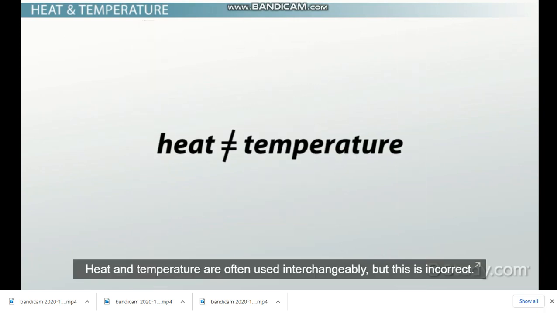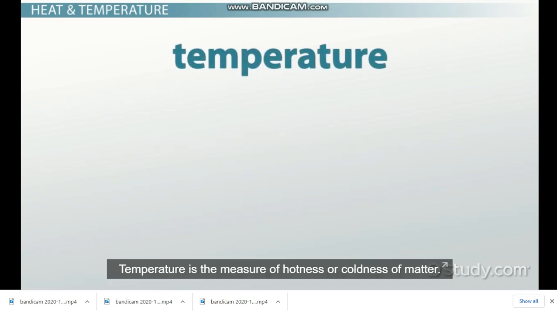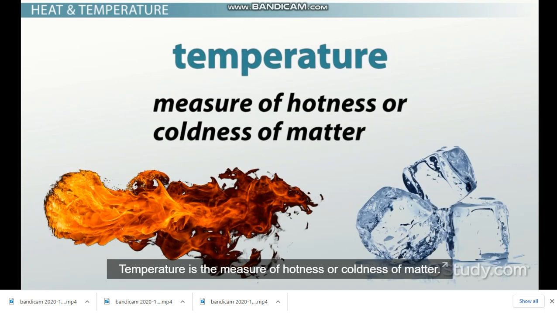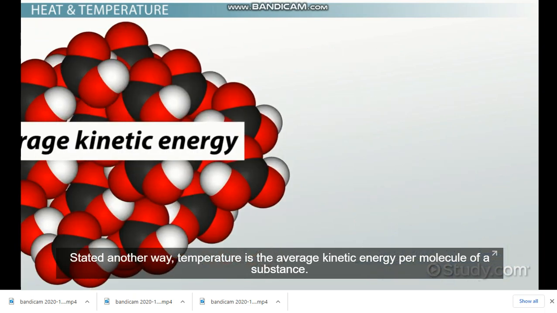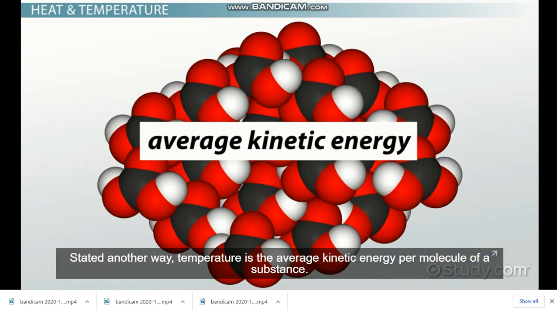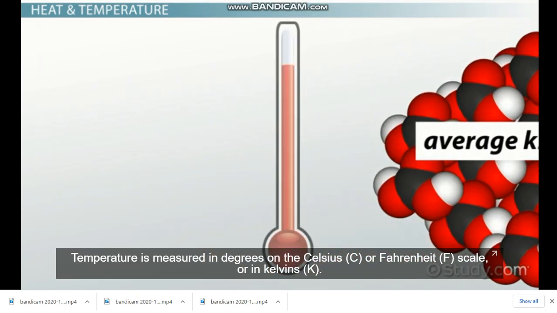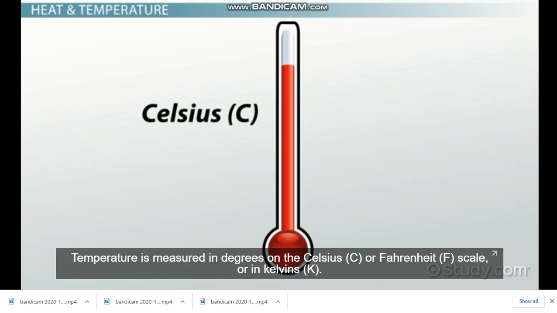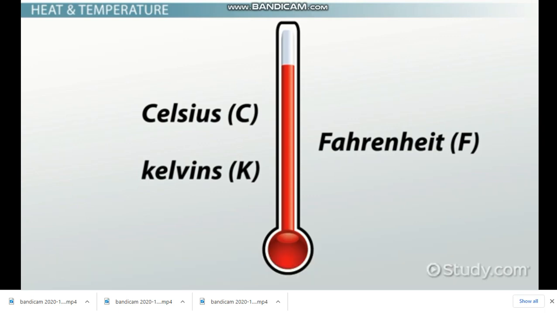Heat and temperature are often used interchangeably, but this is incorrect. Temperature is the measure of hotness or coldness of matter. Stated another way, temperature is the average kinetic energy per molecule of a substance. Temperature is measured in degrees on the Celsius (C) or Fahrenheit (F) scale, or in kelvins (K).